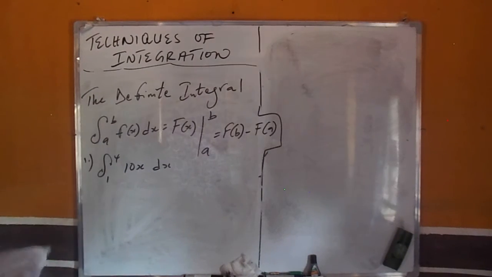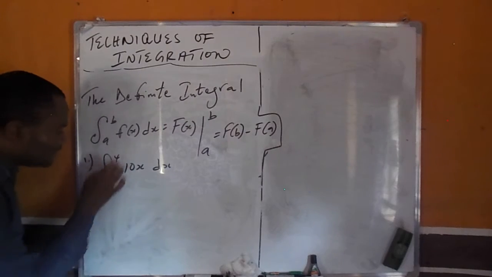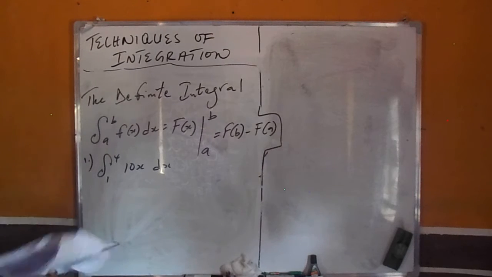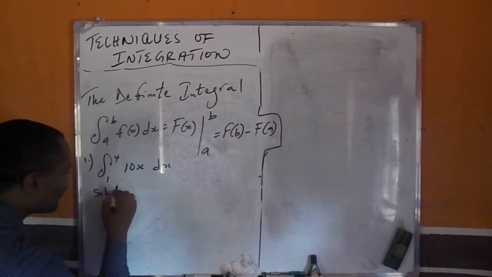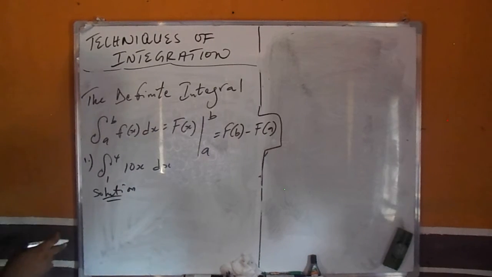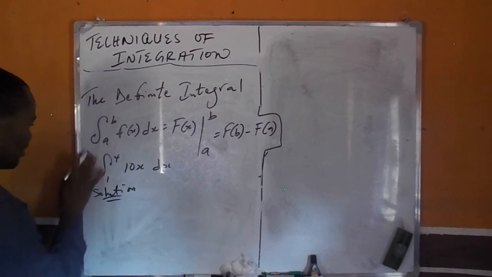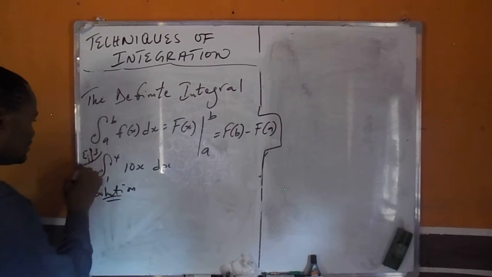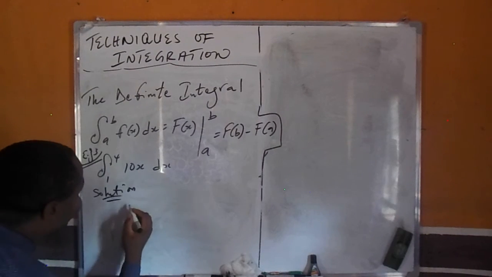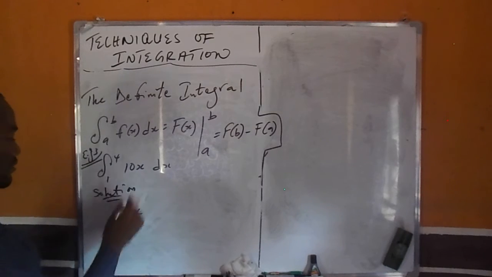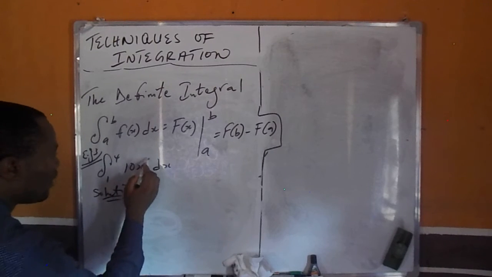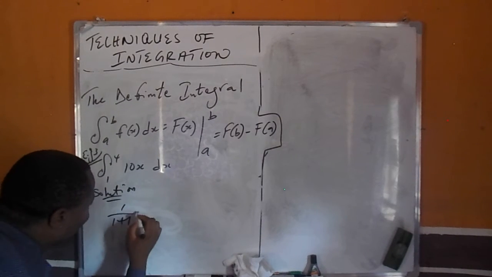If we are to solve this, the first thing you will do is forget about the definite integral. First solve for your 10x. First integrate your 10x. Let me call it example 3. Now, when you integrate your 10x, what do you have? Integrating 10x, x is raised to power 1. 1 plus 1 is 2. That's 1 all over 1 plus 1.